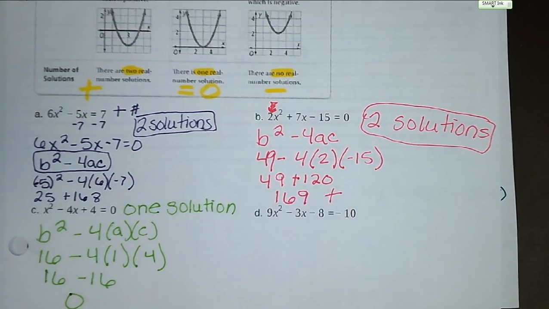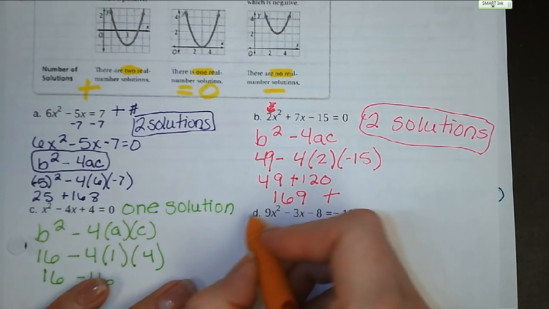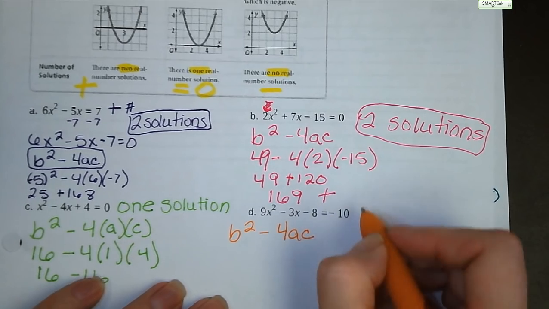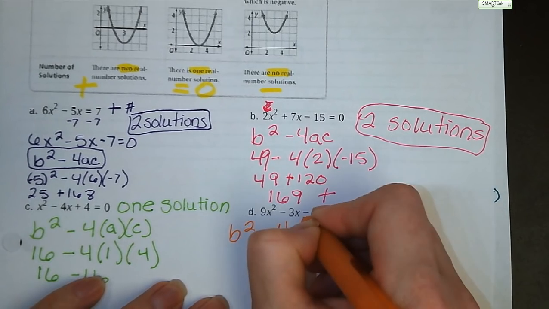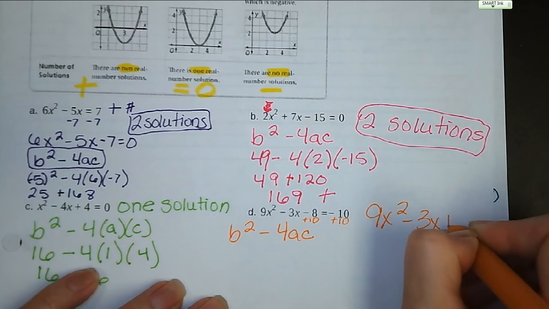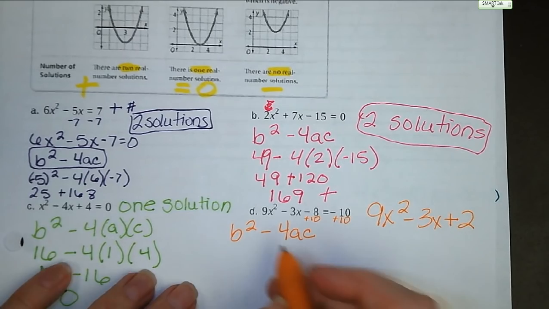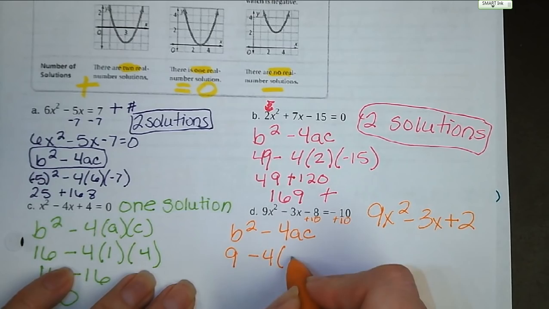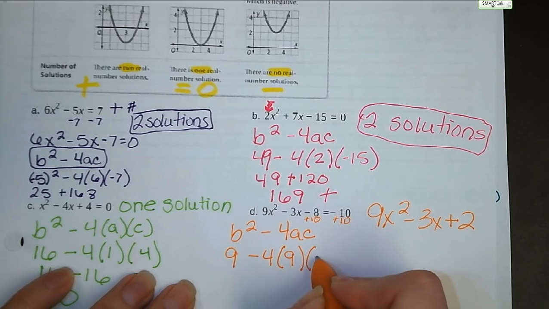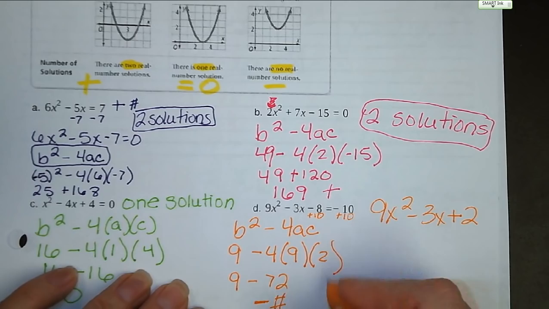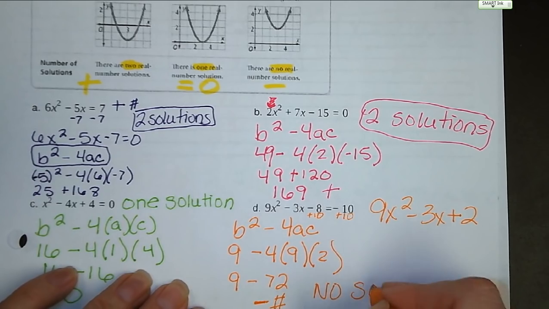Fourth one, letter D, 9x squared minus 3x minus 8 equals negative 10. We need to start by adding our 10 to both sides to put it into standard form. So we have 9x squared minus 3x plus 2. So plugging that in, we've got negative 3 squared is 9 minus 4 times 9 times 2. So we have 9 minus 72, which is negative 63. No solution.